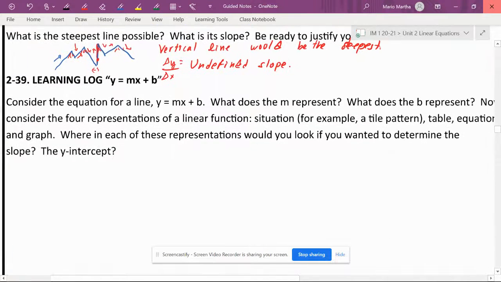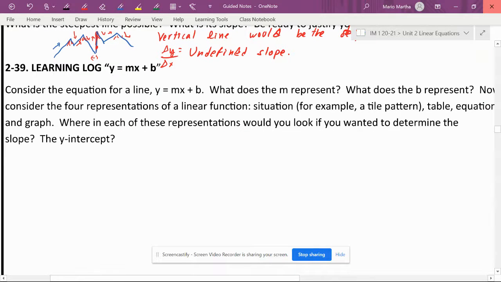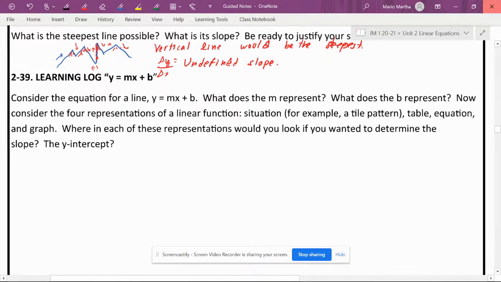And then lastly, consider the equation for a line, y equals mx plus b. What does m represent? And what does b represent? Now consider the four representations of a linear function: tile pattern, the table, the equation, and a graph, where in each of these representations you will look to determine the slope and the y-intercept.